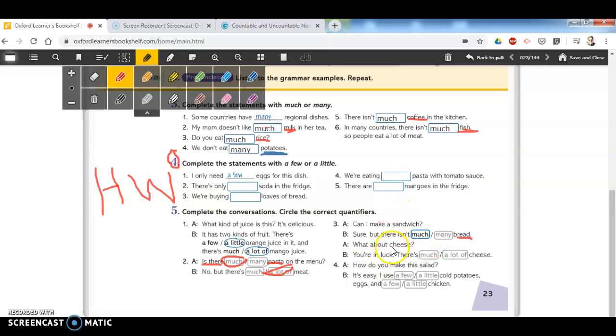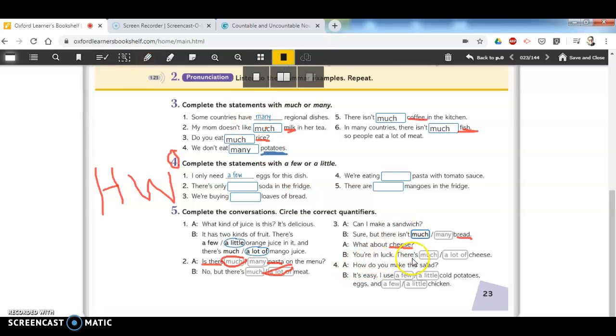What about cheese? Cheese is another word that is singular, so I wouldn't be surprised if I have to use something in singular. Cheese. You're in luck. Tienes suerte. There's much cheese or there's a lot of cheese.